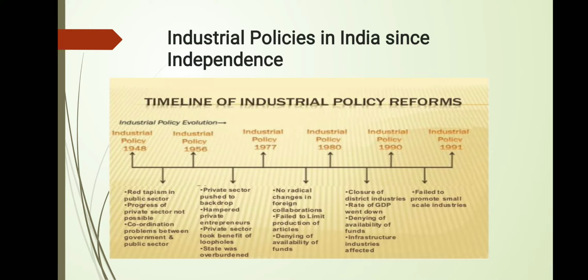First, strategic industries or the public sector. Public sector means the ownership is completely controlled by the central government, the government of India. It includes three industries in which the central government had a monopoly: arms and ammunition, atomic energy, and railway transport. These are the three industries.